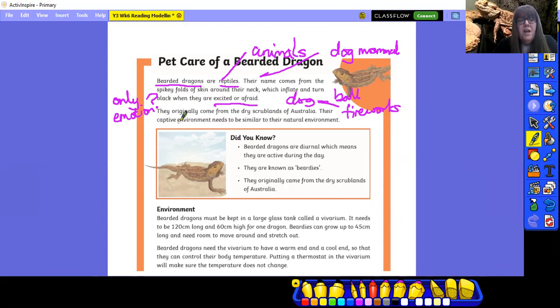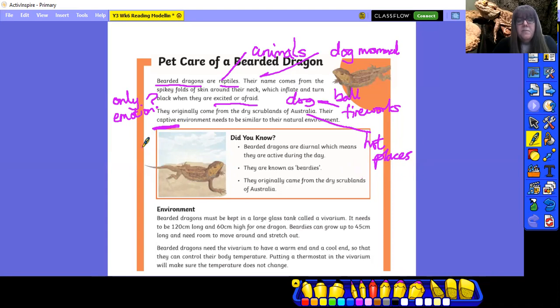past experience. They originally come from the dry scrublands of Australia. Now I've been lucky enough to have been to Australia many years ago, and I can remember the dry scrublands, and I can remember it being very hot. And so they must like to be in hot places if they originally came from living in Australia. Their captive environment needs to be similar to their natural environment. Captive. You hold an animal captive. Do you remember what that means?